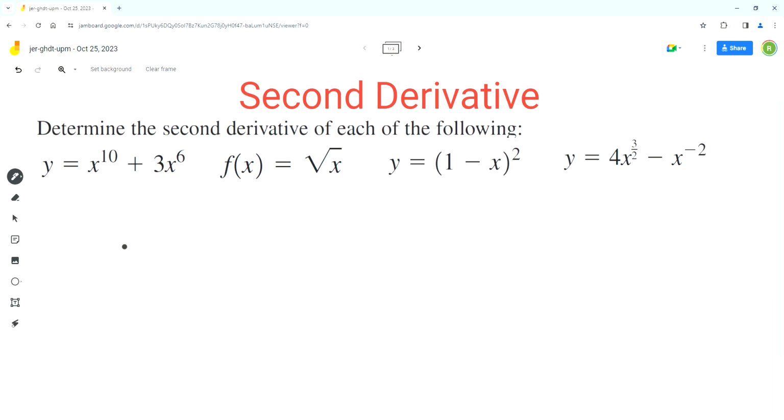So in this video, we'll find the second derivative for these equations. Now the second derivative means the derivative of the first derivative. So the first step here is to find the first derivative for these equations and then find the derivative of the derivative. So let's start with the first equation on the left side.